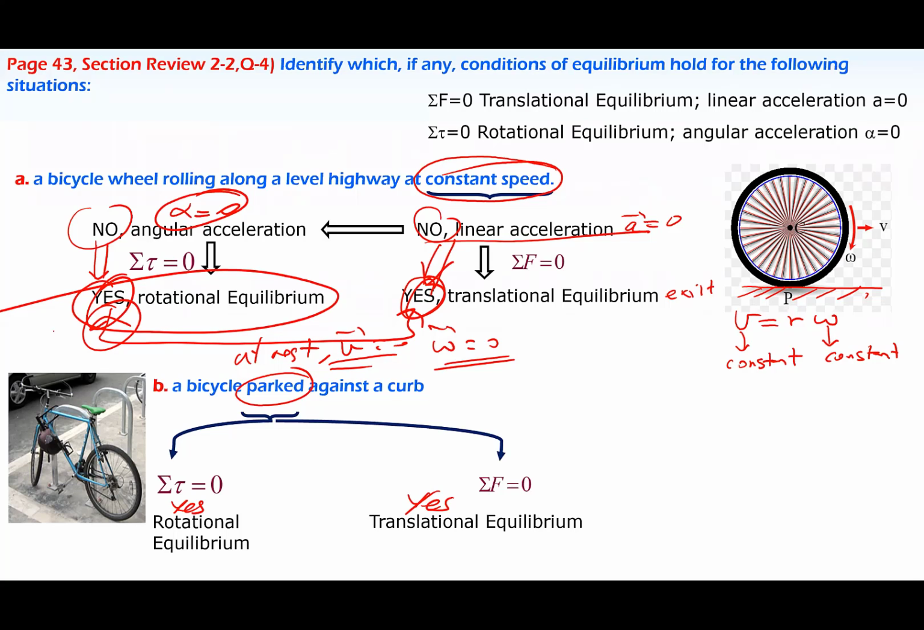Then you can keep in your mind like this. For a rolling object, if translational equilibrium exists, rotational must also exist. If translational equilibrium does not exist, rotational also does not exist. Both exist at the same time, or both do not exist at the same time. No, no, or yes, yes. But for a rolling object, don't forget, rolling on a surface like a bicycle wheel.